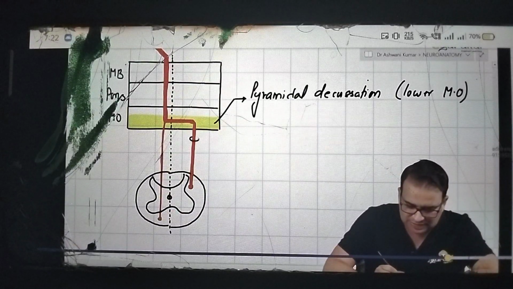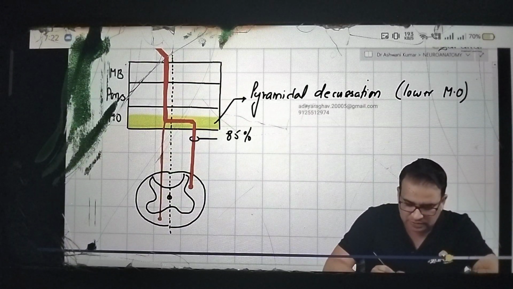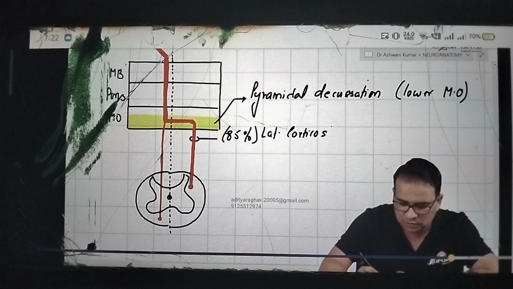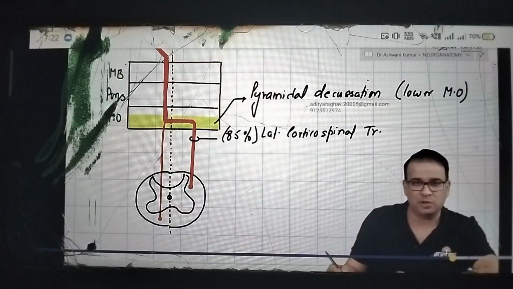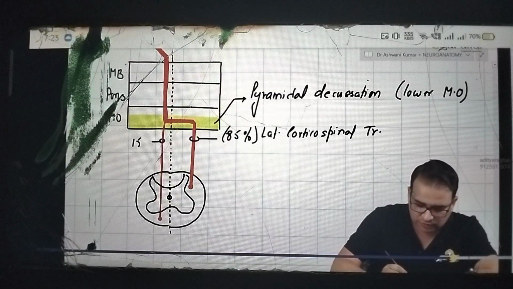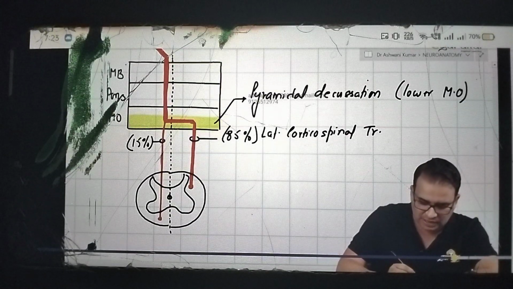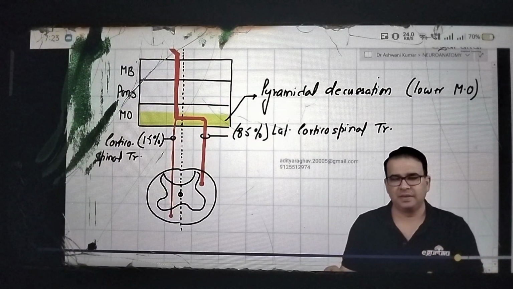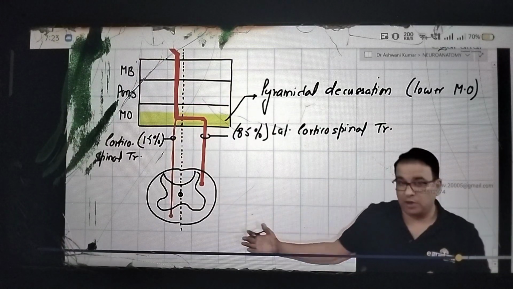What is the result of this decussation? 85%, let me stick to one number, 85% of fibers are decussating to the other side, and they're giving rise to the lateral corticospinal tract. They're coming from the cortex, going to the spinal cord, so obviously the lateral corticospinal tract. The remaining 15% of fibers run on the same side, and that is the anterior corticospinal tract. 85, 15. They reach the white bed of the spinal cord, but still not out. We still have to supply the muscle outside.